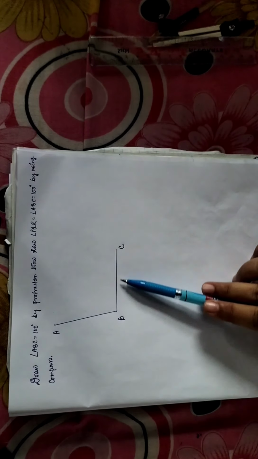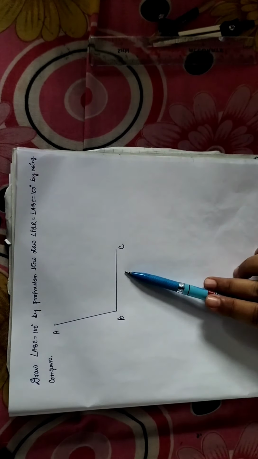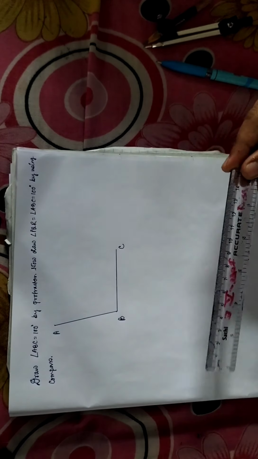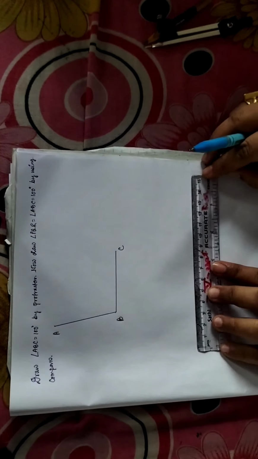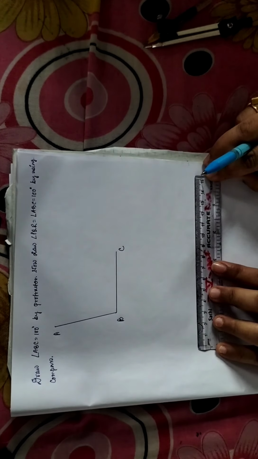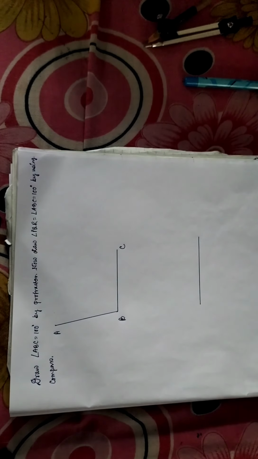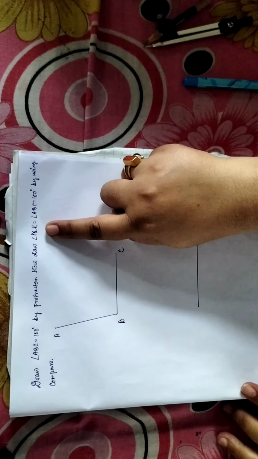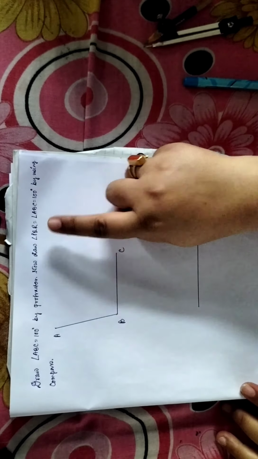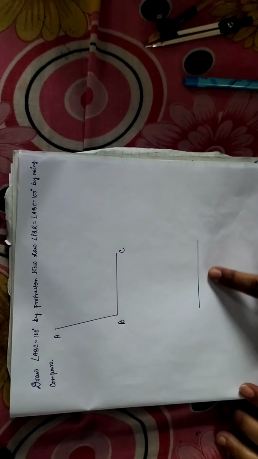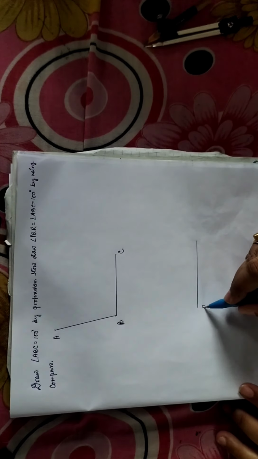So first of all, angle ABC of measurement 100 degree is drawn by using protractor. Now let's see how to copy this angle by using compass. First of all, we have to take this scale, and with any arbitrary measurement, a line segment is to be drawn. Here we know that the copied angle should be angle PQR. So that's why this particular segment will be named as QR.